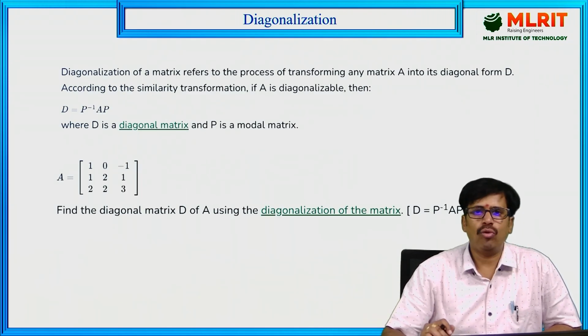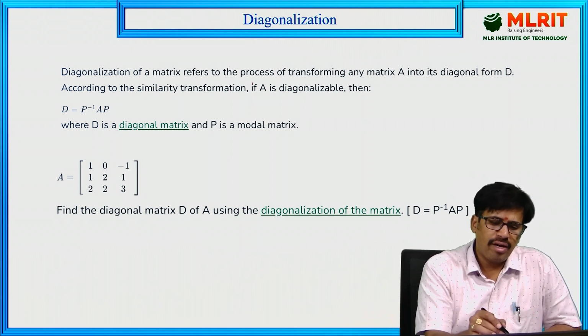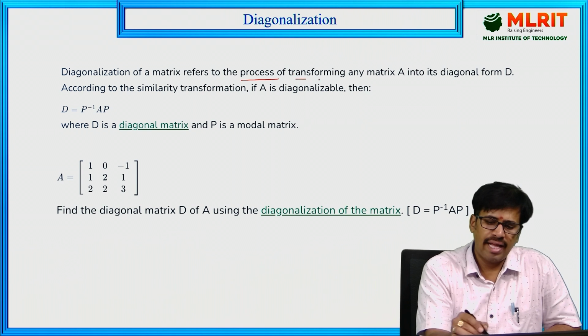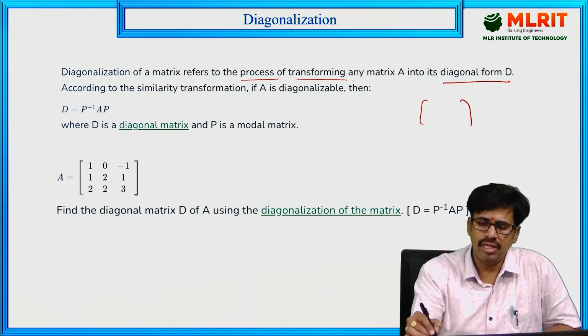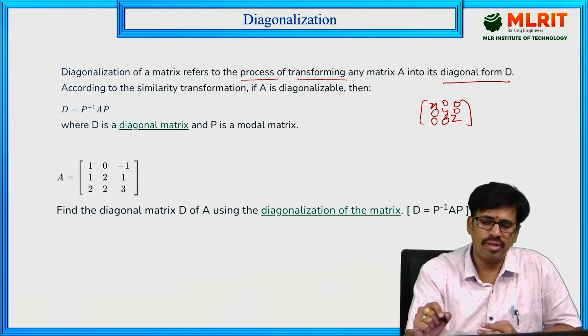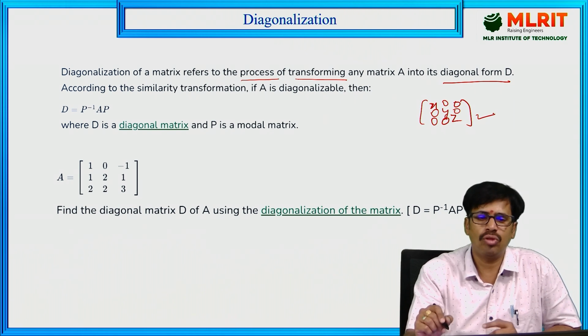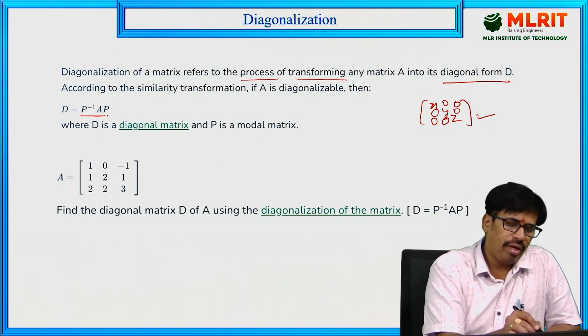Next, coming to diagonalization. Diagonalization of a matrix refers to the process of transforming any matrix into diagonal form. Diagonal form means only diagonal elements will be there, remaining all elements will be zeros, isn't it? This is what we call a diagonal matrix. So we have to transform the given matrix into this form, so that the given matrix can be said to be diagonalizable, right? So D is equal to P inverse into A into P.